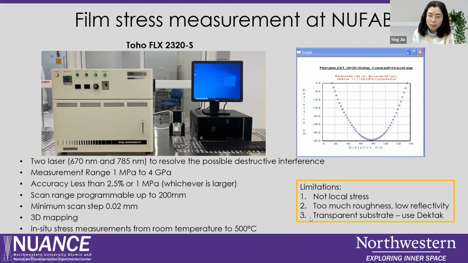So the important thing is that we should get a good reflection. But if your film is so rough that it gives very low reflection, you can't measure it. And if the film is smooth, but for some reason those two lasers cannot get a good reflection, it's kind of transparent, so you will consider not using this optical method.